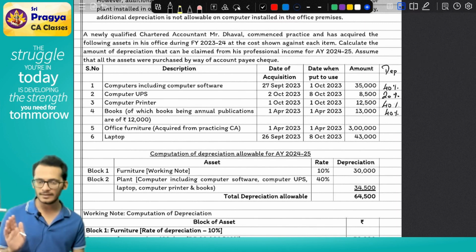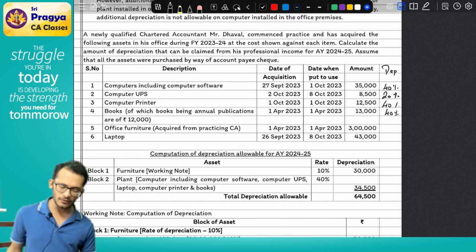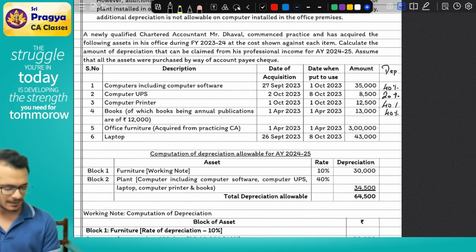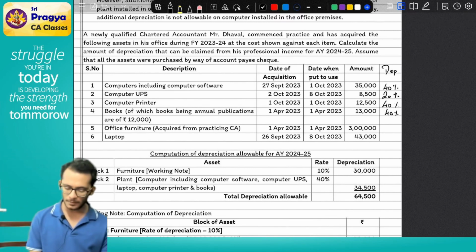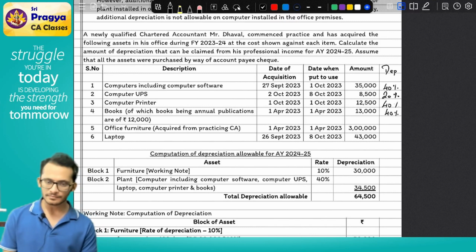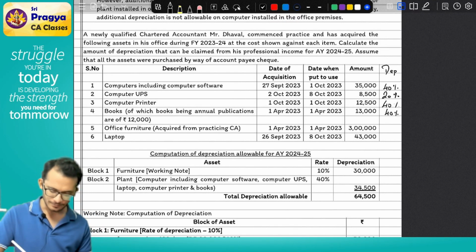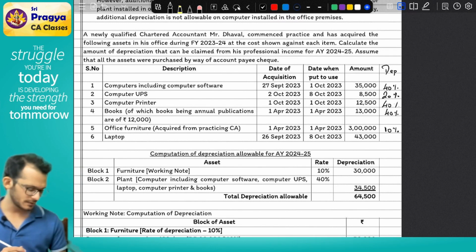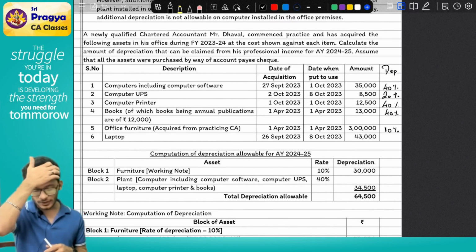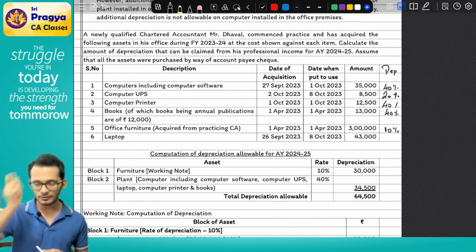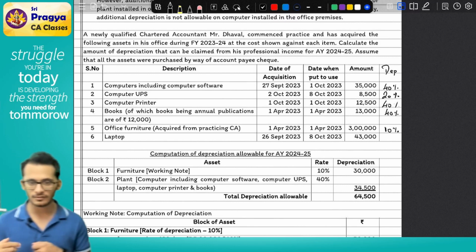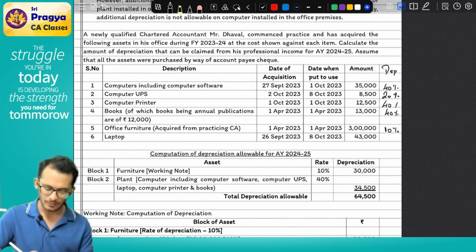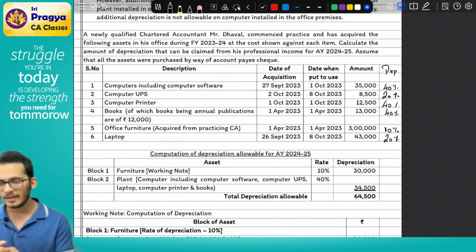It doesn't matter. Next, office furniture acquired from practicing CA. You bought it on 1st April, you put to use on 1st April, the amount is 3 lakhs. Rate of depreciation is, furniture is 10%. Then you bought a laptop, you bought it on 26th September, but you put to use on 8th October. Amount is 43,000. Depreciation rate is 20%. Why, Rahul, 20%? Because you have put to use for less than 180 days.